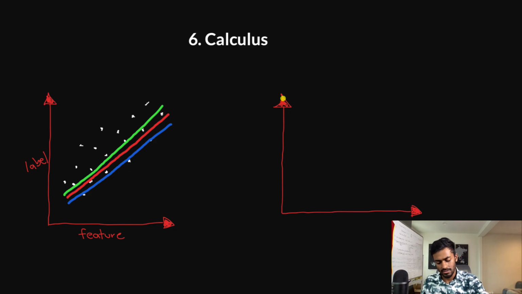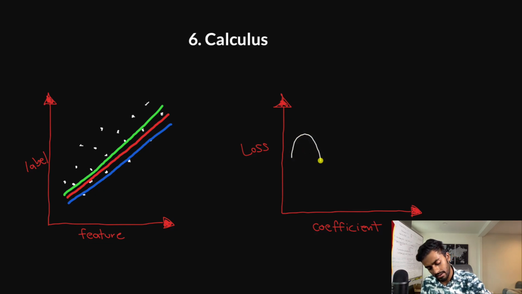So this loss function will typically have the coefficient as the input and the loss itself as the output, or the y-axis. And let's say that this unknown loss function looks something like this. Now, you can think of how loss is even related to the likelihood situation that we came up with before?